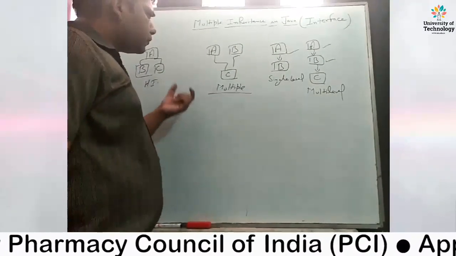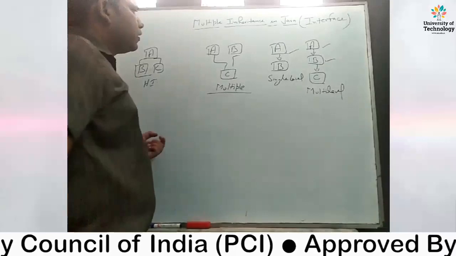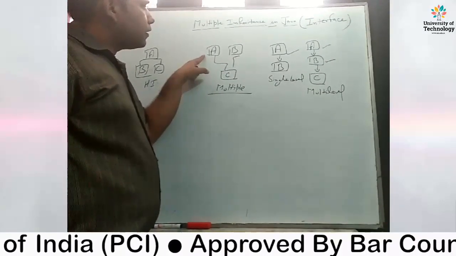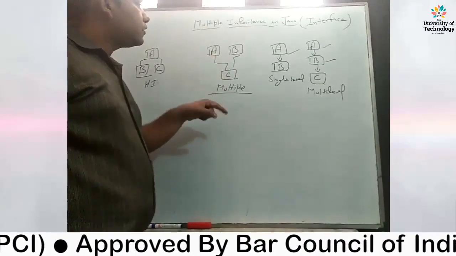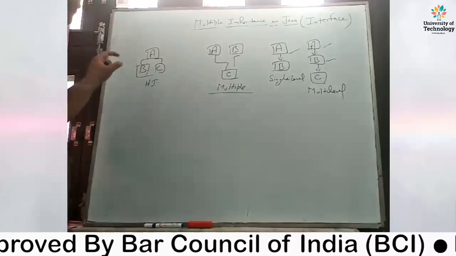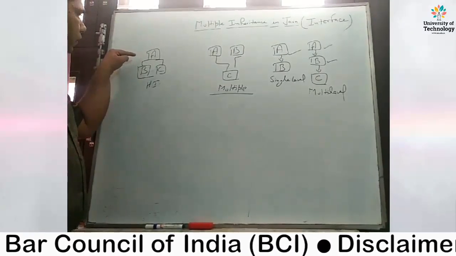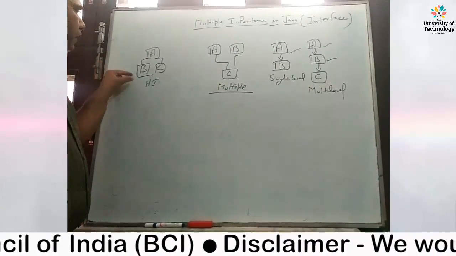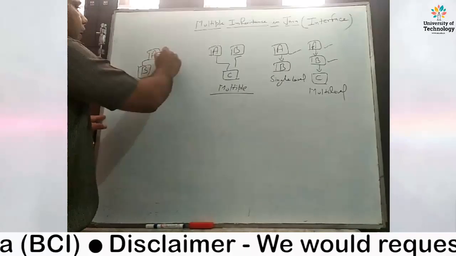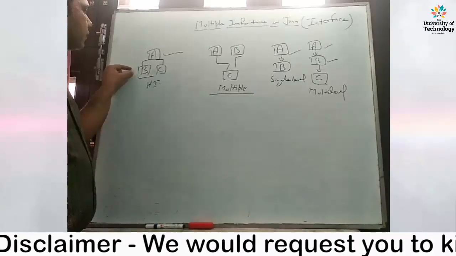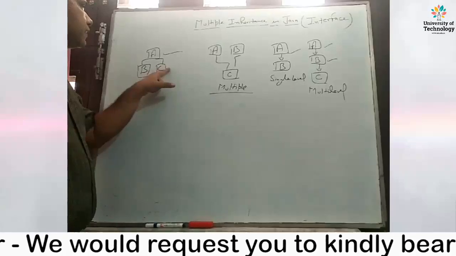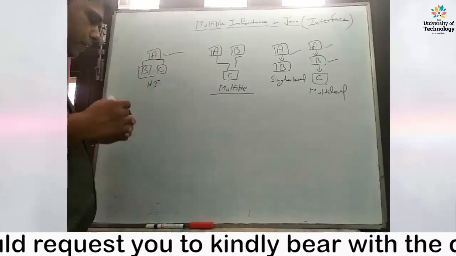In multiple inheritance, class A, class B, and C is attached with class A and B. In hierarchical inheritance, A class, B class, C class. First of all, we have to make class A. After that B, B is attached with A. After that C, C is attached with A.